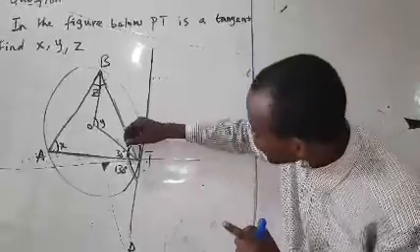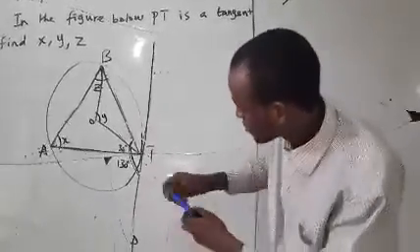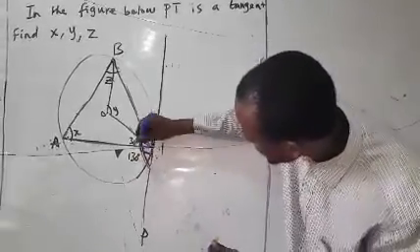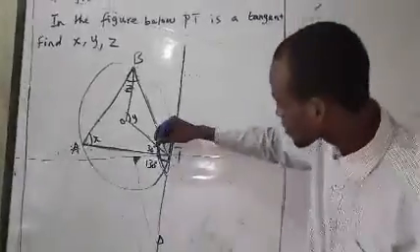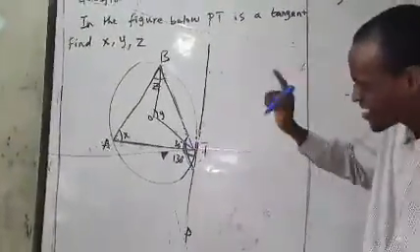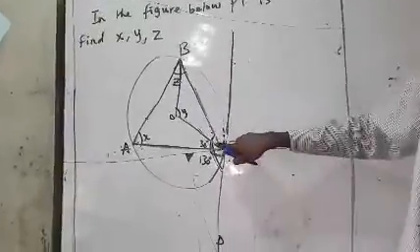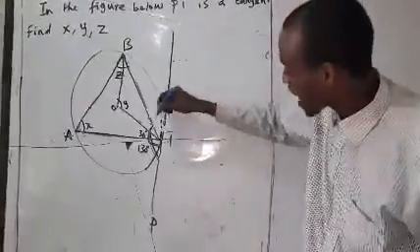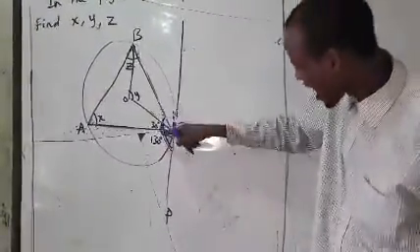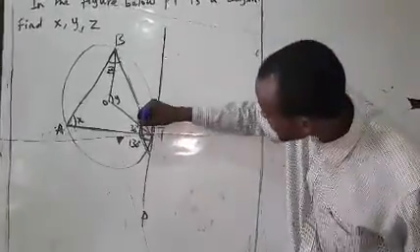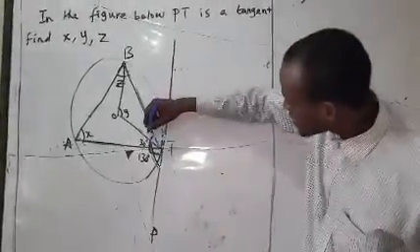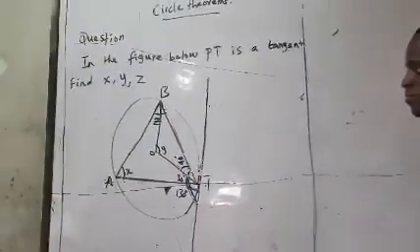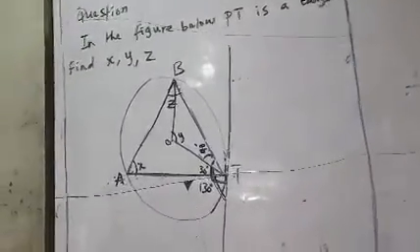So it means that from this point to this place is 90 degrees. The radius drawn from the point of contact is perpendicular to the tangent. So this is 90 degrees. And the whole of the angle here is 130 degrees. So if this place is 90 degrees, it means that this small place will be 40 degrees. We are almost there, 40 degrees.